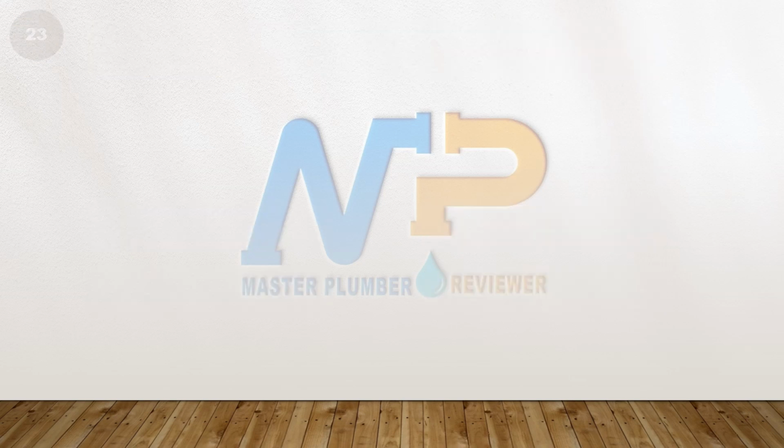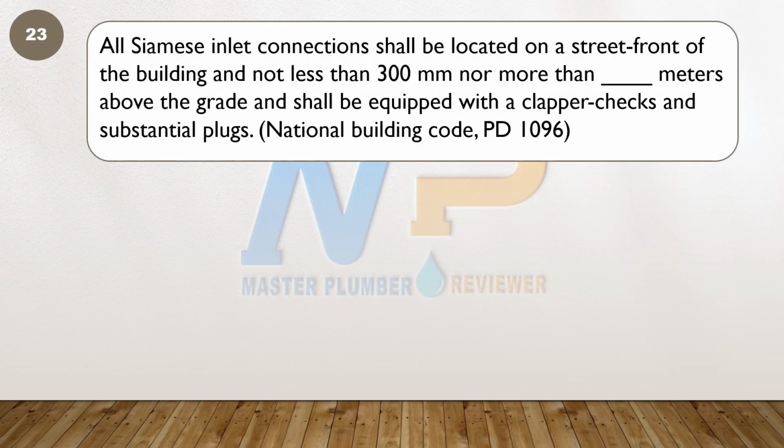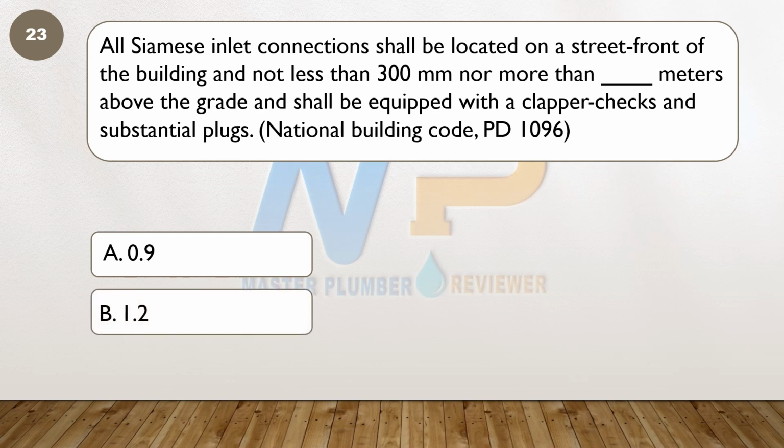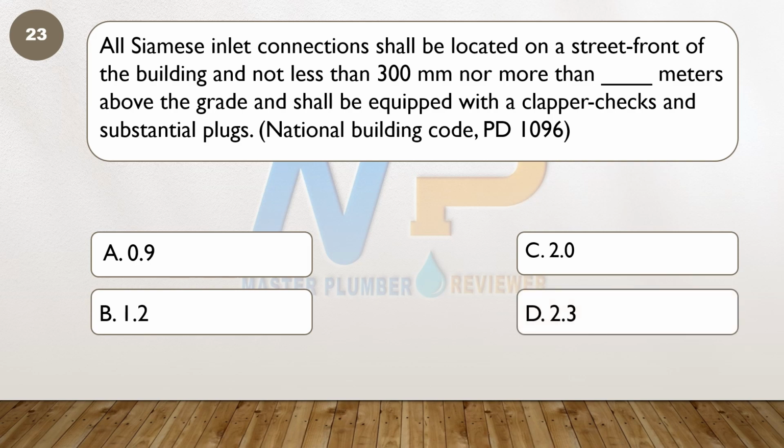Number 23. All Siamese inlet connections shall be located on a street front of the building and not less than 300 millimeters nor more than blank meters above the grade and shall be equipped with a clapper check and substantial plugs. A. 0.9. B. 1.2. C. 2.0. D. 2.3. The answer. It's B. 1.2.